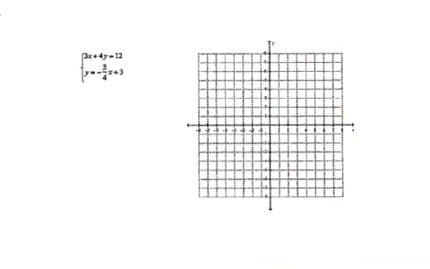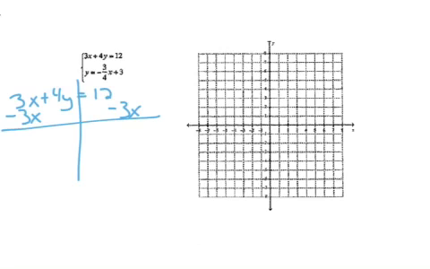Okay, for this one, we only have one of them in slope-intercept form. We have to make this one into slope-intercept form in order to solve them. So the first thing we need to do is solve for y. So I have 3x + 4y = 12. I'm going to get y by itself. So I'm going to subtract 3x from both sides. These cancel. So I have 4y = 12 - 3x.